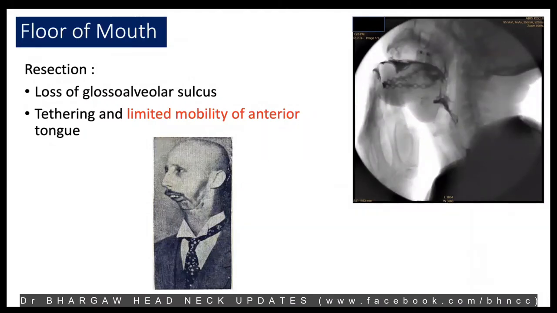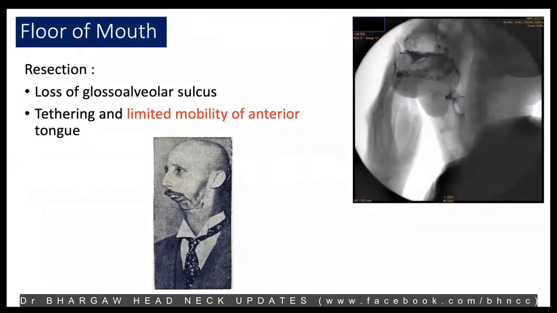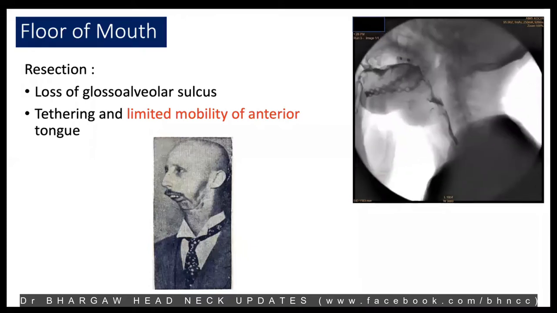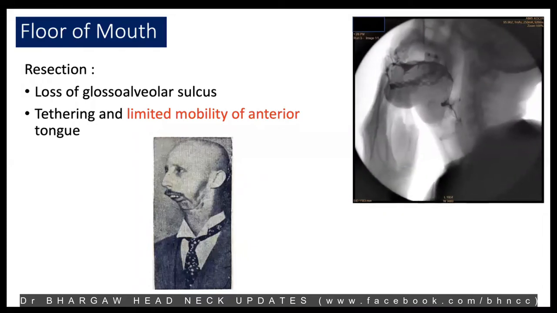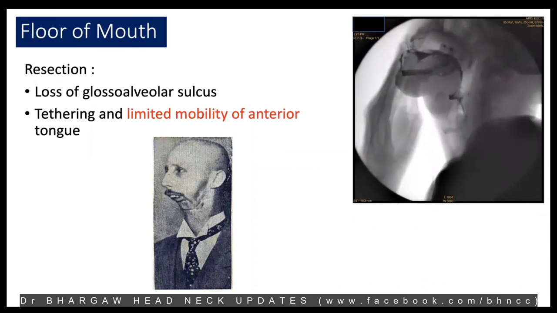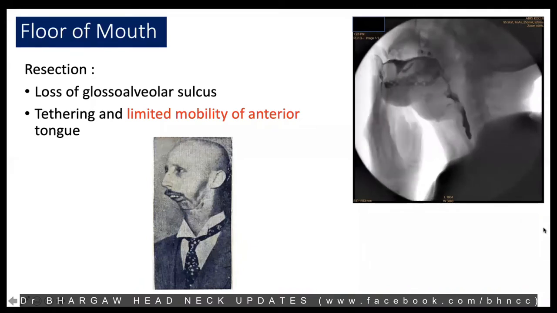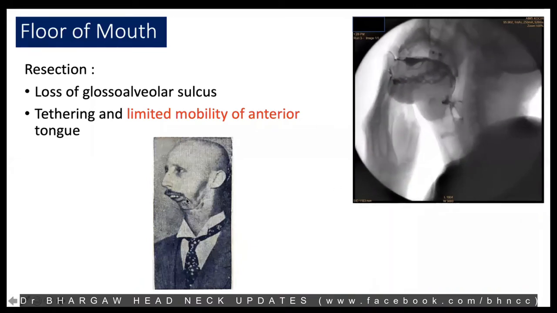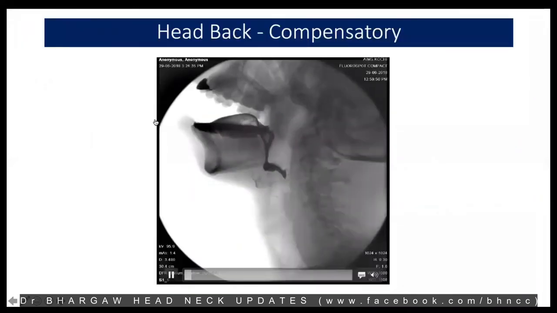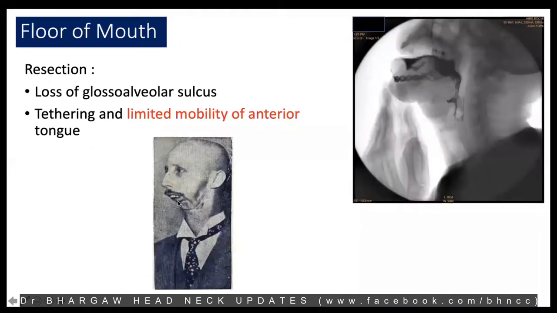Coming to the floor of mouth, most of the time in advanced tongue cancers, we end up resecting the floor of mouth, and there will be loss of the glossoalveolar sulcus and also tethering of the anterior tongue, which I already spoke to you about. What we want to avoid is this Andy Gump deformity if we have to take out the middle 1/3 of the mandible. In this situation, what you see here is the patient, this particular person does not have a middle 1/3 of the mandible. So the tongue is actually prolapsed backwards, and there is no anterior support for the floor of the mouth.